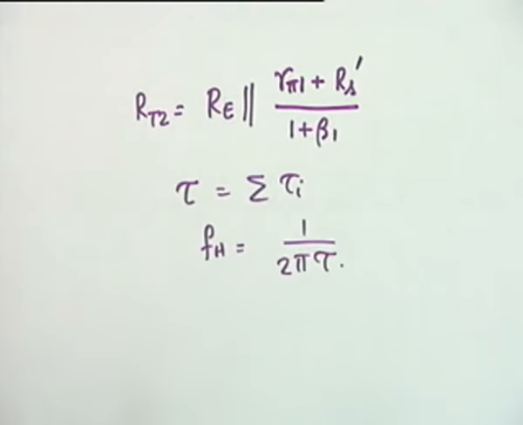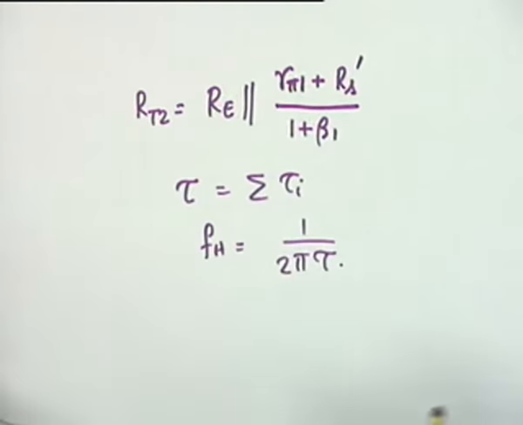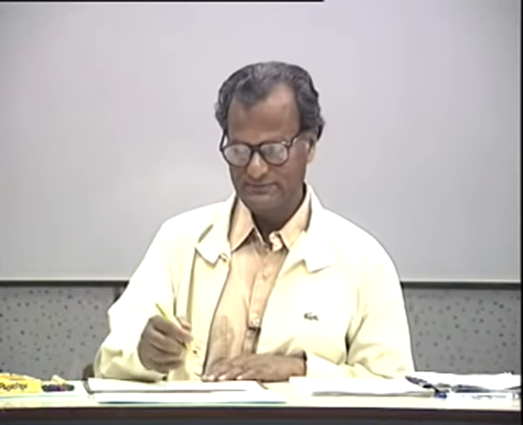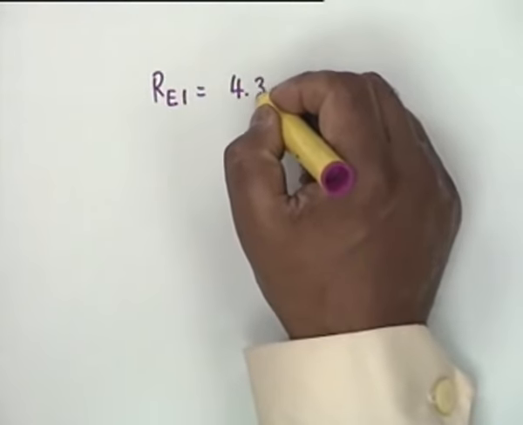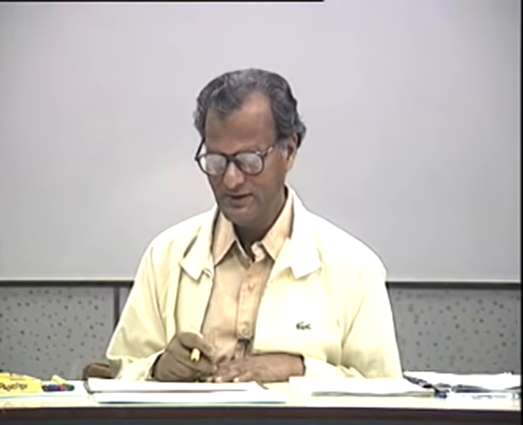Let us take a specific example. I will not write this again, the whole expression. You can collect them and collate them. Let us take an example in which the current source is a poor current source. Okay, RE1 is equal to 4.3 K. The current source is not a good one. Okay, or maybe it's a lumped resistance 4.3 K, to see how good things are.